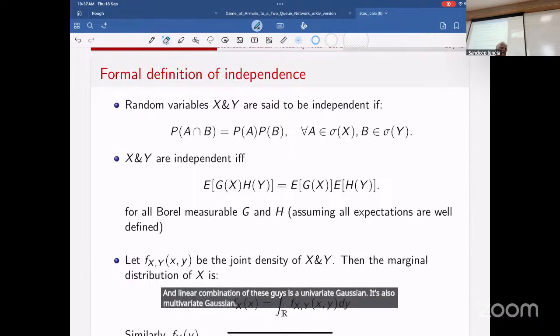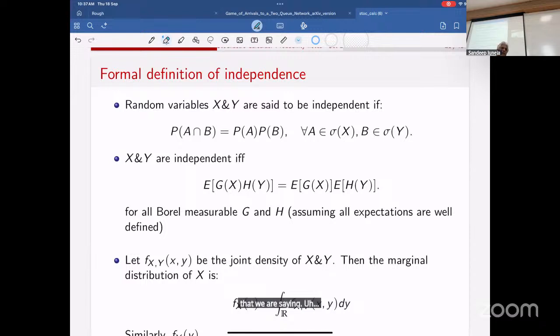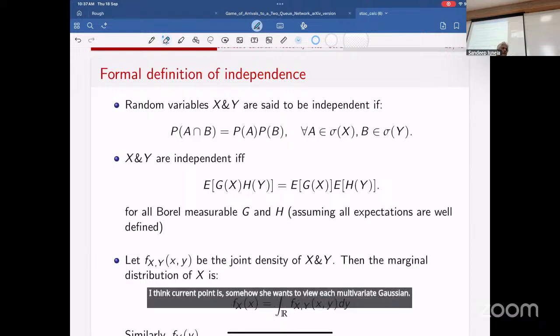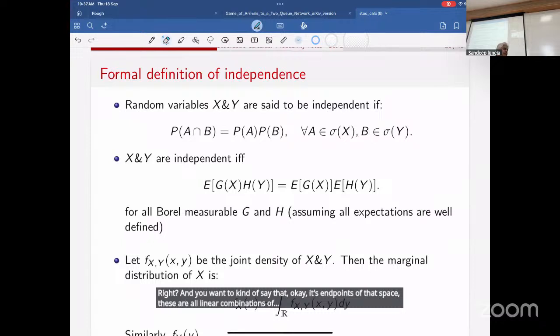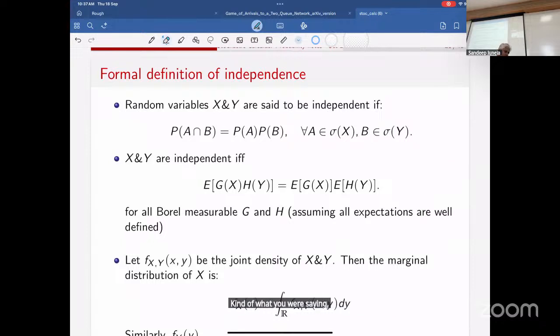That we are saying. I think her point is that she wants to view each multivariate Gaussian as, let's collect the space of all the multivariate Gaussian variables, and you want to say that these are n points of that space. These are all linear combinations of, as you were saying, univariate Gaussians. Let me hold on that one. It seems that one needs to be careful in pushing this.